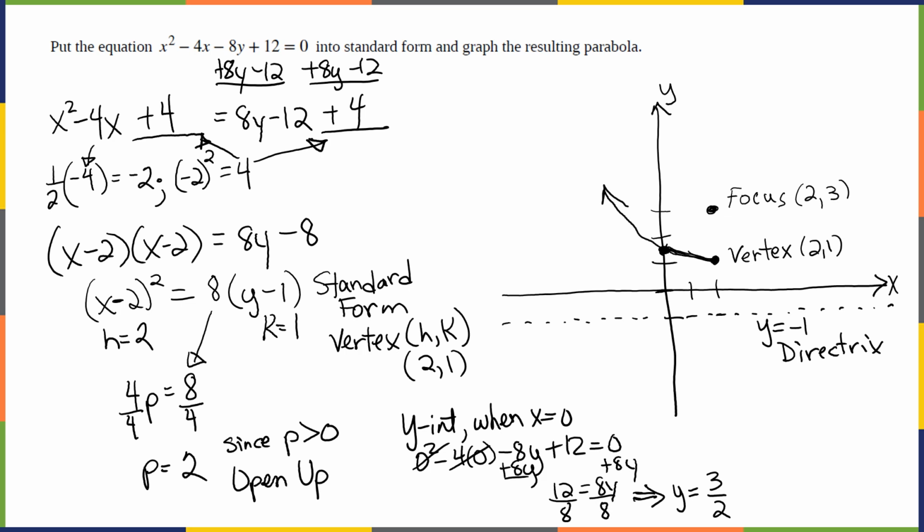Since all parabolas are symmetric about their vertex, I can go to a distance of 2 to the right and locate a point also at 1.5 and continue tracing out the shape of my parabola. And so we have located all of the key points for the parabola and sketched the graph of that parabola.